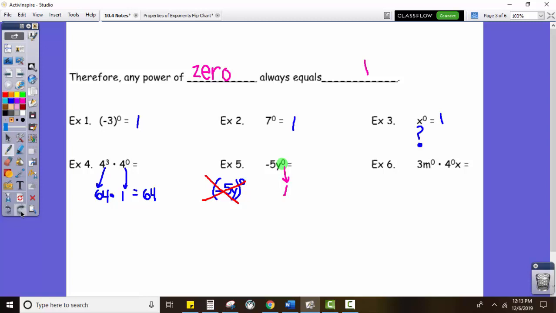So y to the 0 power, that's 1. And then I'm going to multiply it by the negative 5 out front. Negative 5 times 1 is negative 5.